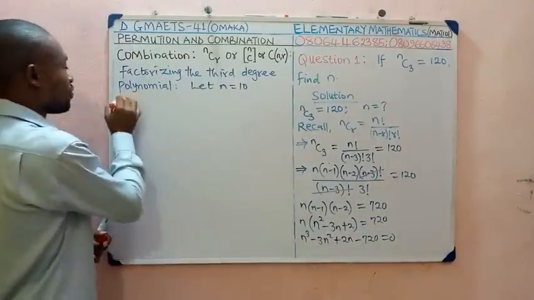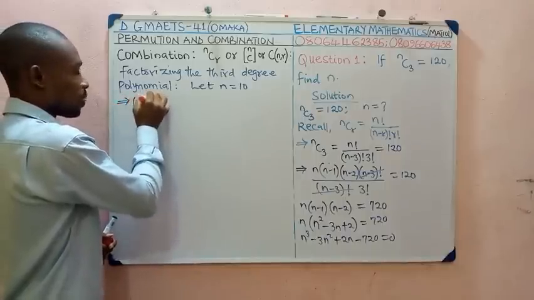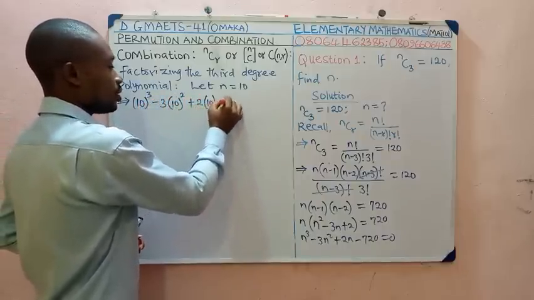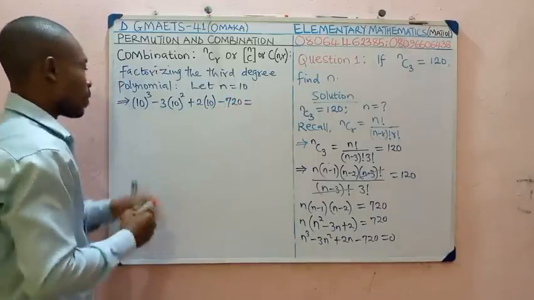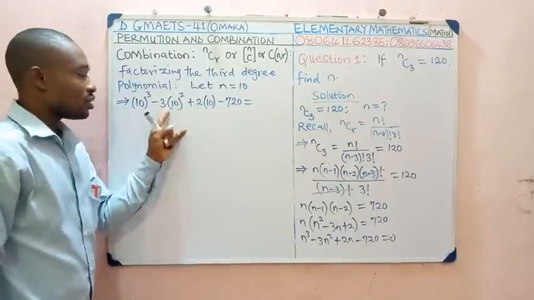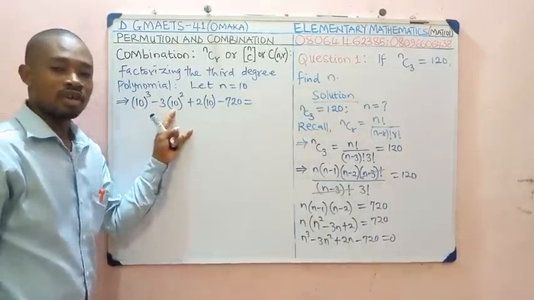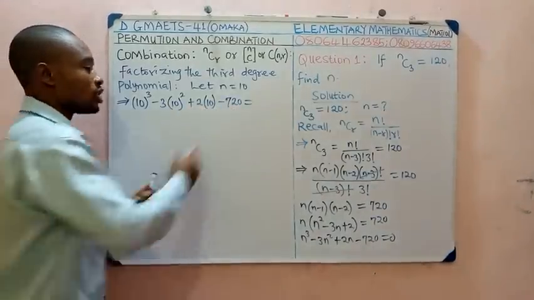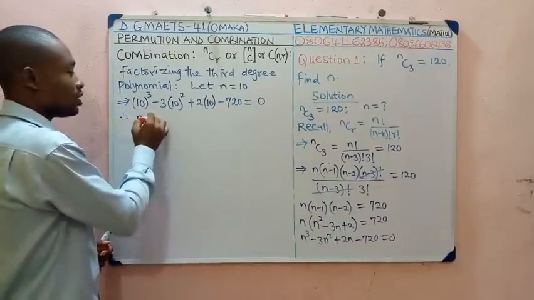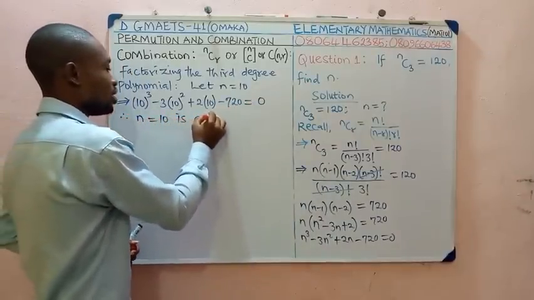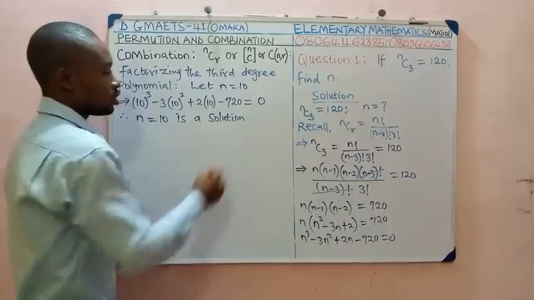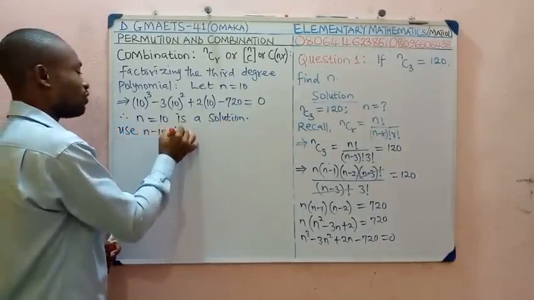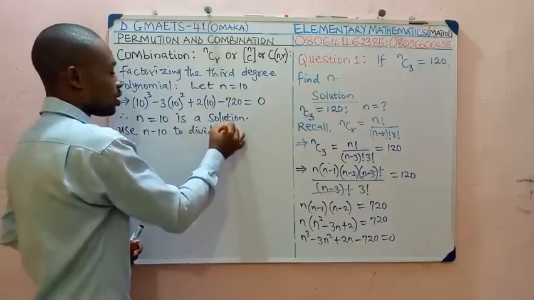Let me substitute n equal to 10 here and see if I'll get 0. So 10 raised to the power 3 minus 3 times 10 squared plus 2 times 10 minus 720. What is it going to give to me? This will give me 1000. We know that, right? This part will give me 300. 1000 minus 300 will give us 700. This is 20. 700 plus 20 will give us 720. 720 minus 720 will give us 0. Therefore, n equal to 10 is a solution to the polynomial. Are you following, right? So what are we going to do? Use n minus 10 to divide the polynomial.